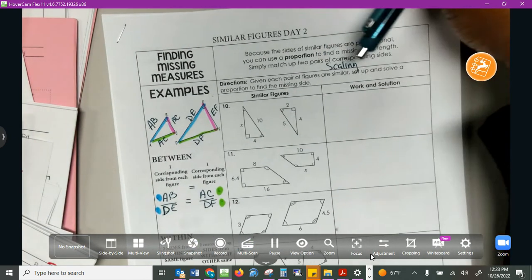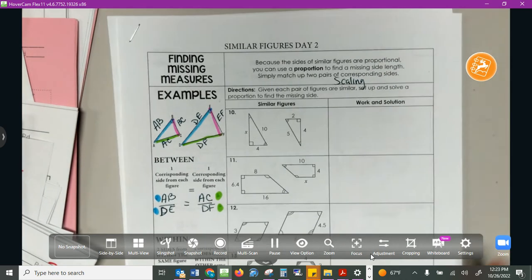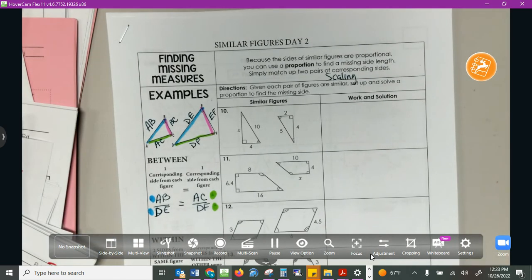Okay, so now let's move to the notes. I might have to stop this recording and start it back because class is about to start.